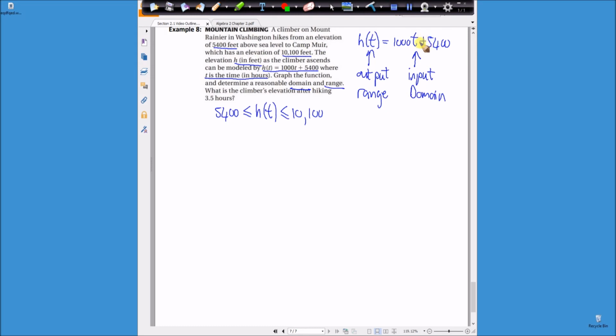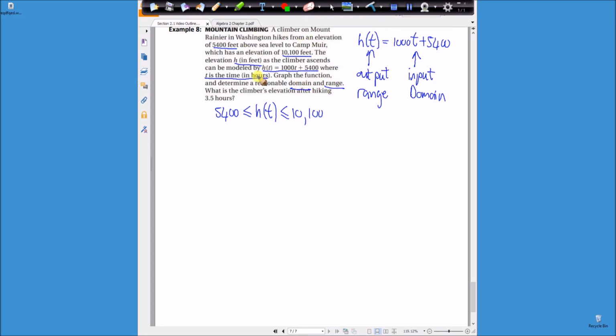So I have the function and I have my range. If I take my lowest range value and plug it in here, I can figure out my lowest domain value. And if I take my highest range value and plug it in for h of t, then I can find my highest domain value. So that's exactly what we'll do. Let's find a reasonable domain and range.